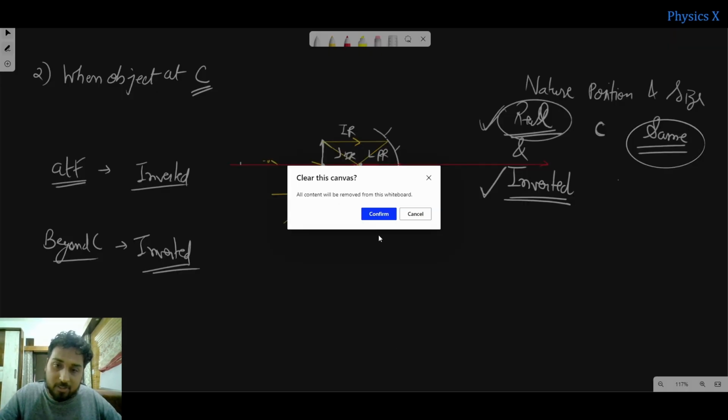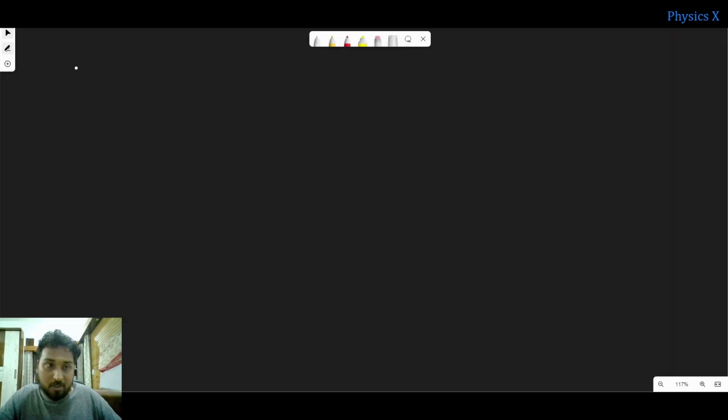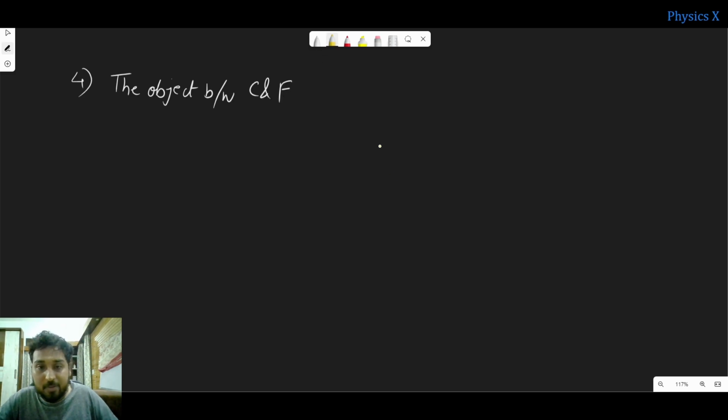Now let us consider the next condition. Now we will be considering the fourth one, where the object is between C and F. When the object is between C and F, I will mark this as the pole.